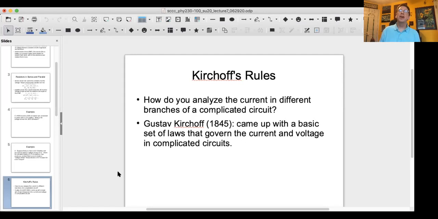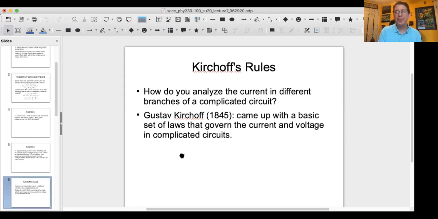And of course, if you have many equations with many unknowns, you can solve them with the computer if you'd like. There's plenty of coding out there that can do that for you. We're going to stick to 3 equations with 3 unknowns. We're not going to do anything more than that, but you should be able to do that much out by hand. But anyway, how do you analyze the current in different branches of a complicated circuit? Gustav Kirchhoff, a German scientist in the 1840s, came up with a basic set of laws that govern the current and voltage in complicated circuits.